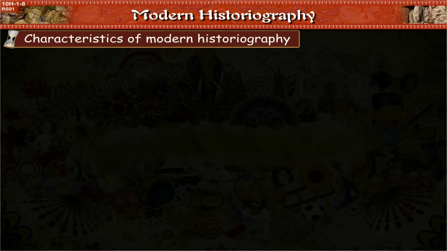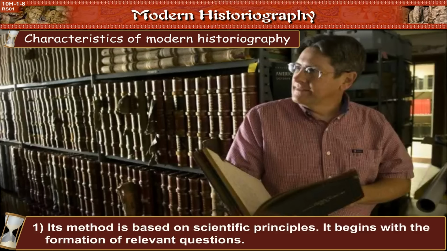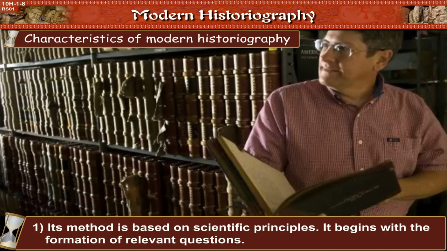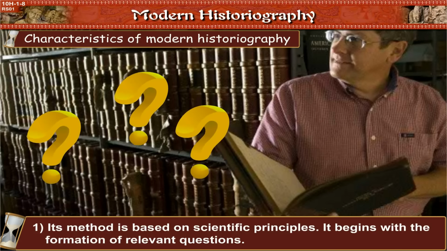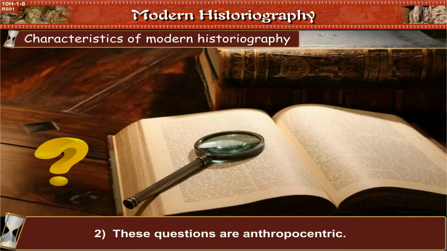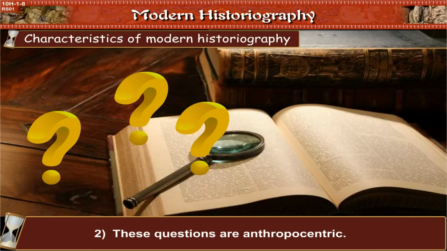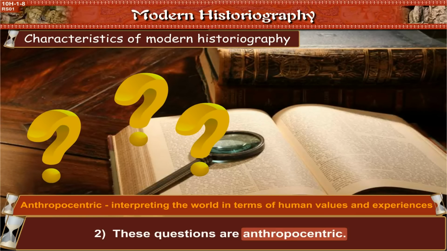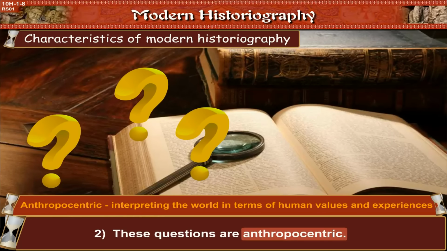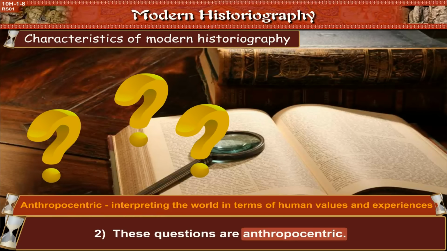Modern historiography. Four main characteristics of modern historiography. One, its method is based on scientific principles. It begins with the formation of relevant questions. Two, these questions are anthropocentric. Anthropocentric means interpreting the world in terms of human values and experiences.